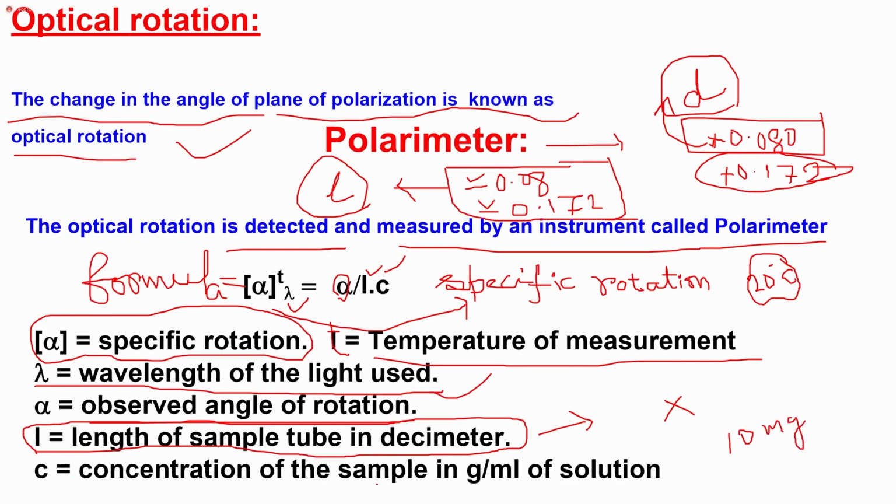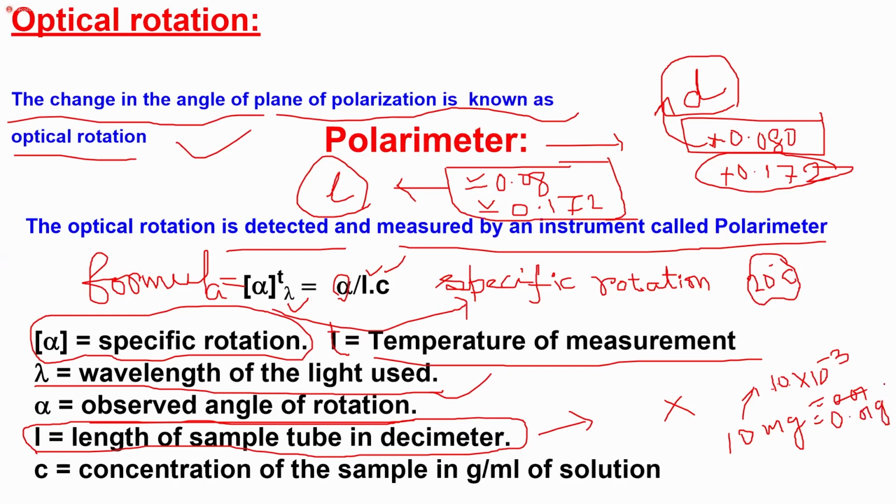Now how do we determine the concentration of the sample? 10 mg means you have to convert it into grams. Milligram to gram means multiplying by 10 to the power minus 3. So 10 into 10 to the power minus 3. What will be the value? It will be 0.01, because one, two, three places, so 0.01, sorry.